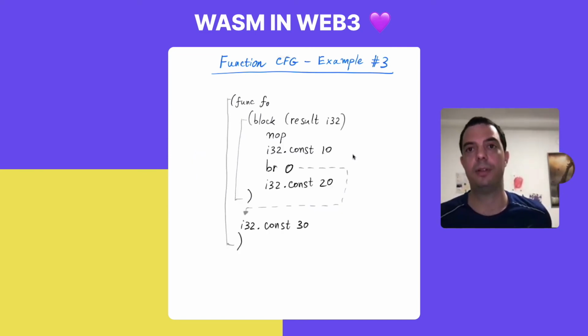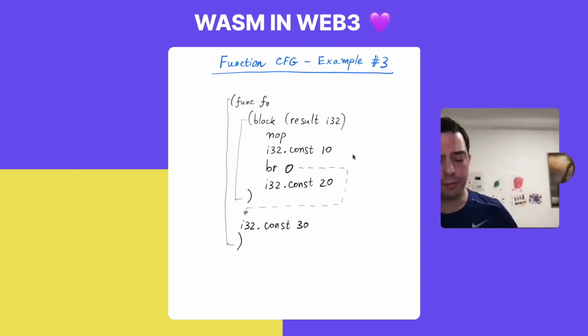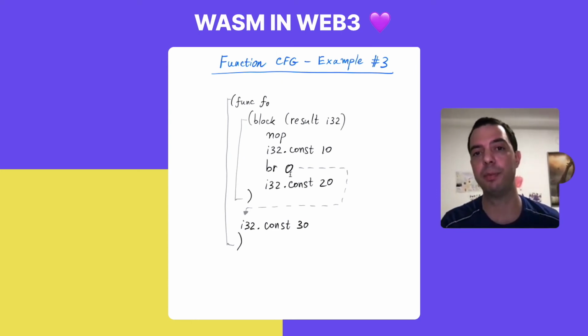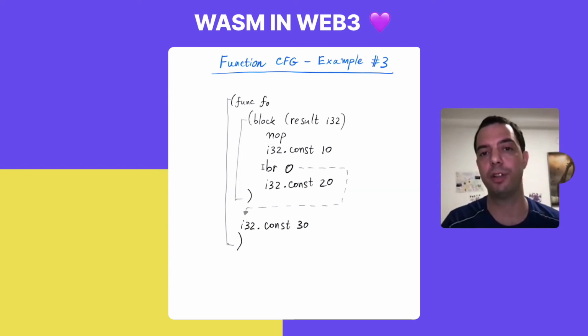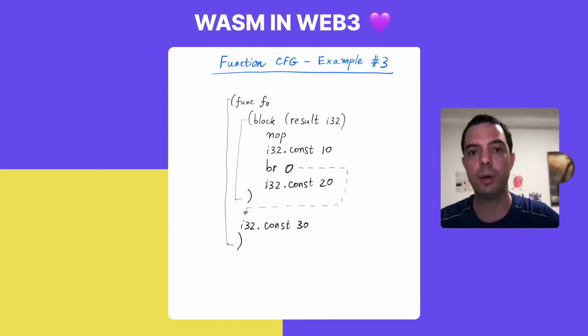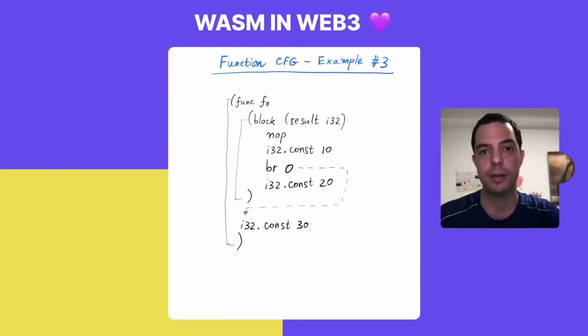Okay, now the third example. This one contains a branch instruction. This is an unconditional branch. It means that each time that we reach this instruction, we will always jump to right after this scope. Because this is 0, it means that we need to finish this current block and move right here. So this line will never get to execute, never. Okay, so again, we've got here a block.